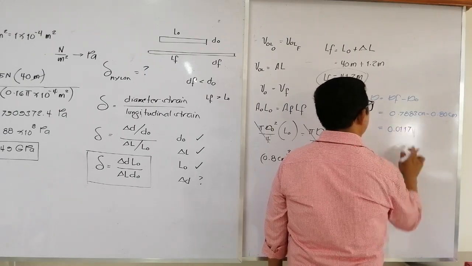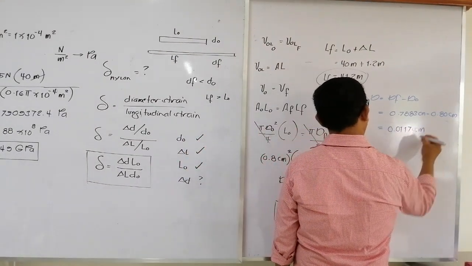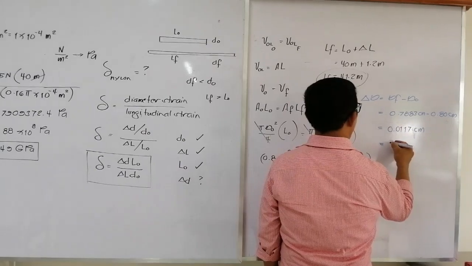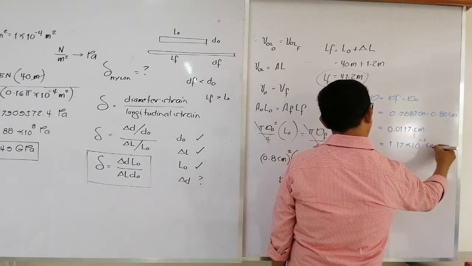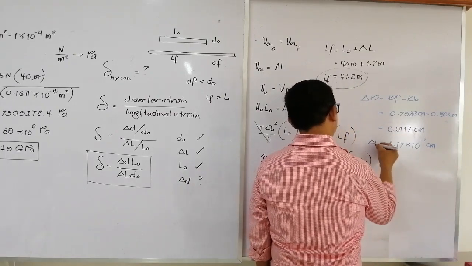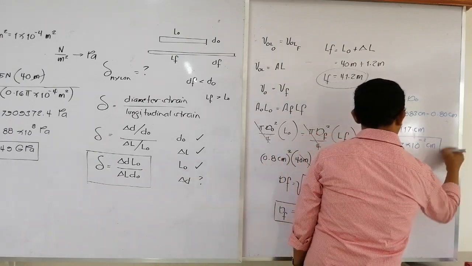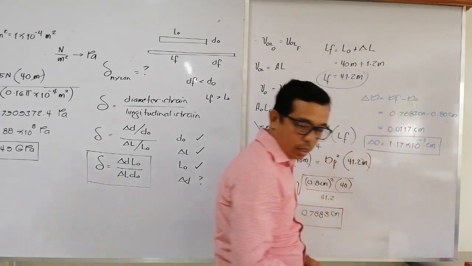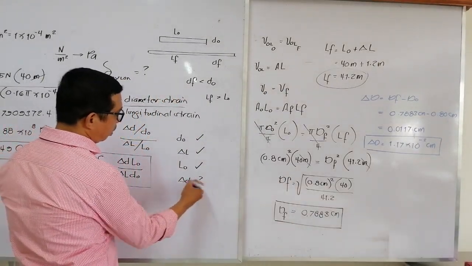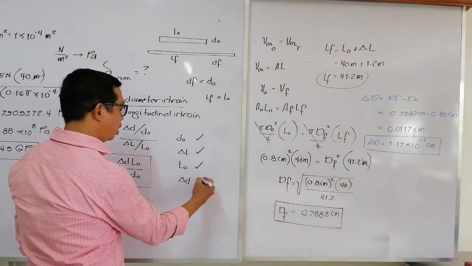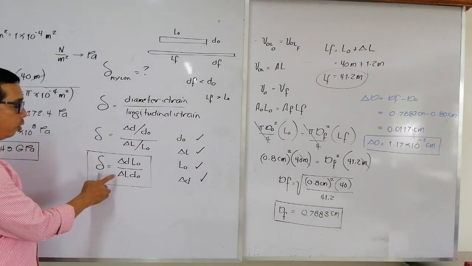So, that is 1.17 times 10 to the negative 2 cm. That's your change in diameter. Now that we were able to solve for the change in diameter, yeah, we're checking that ito ngayon. Check na. And the next thing na gagawin natin is substitute dito.